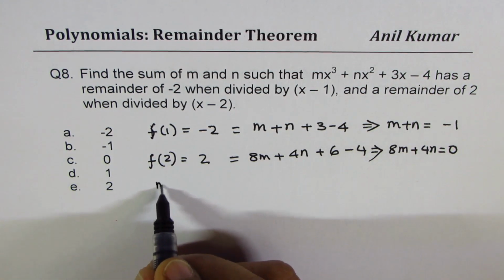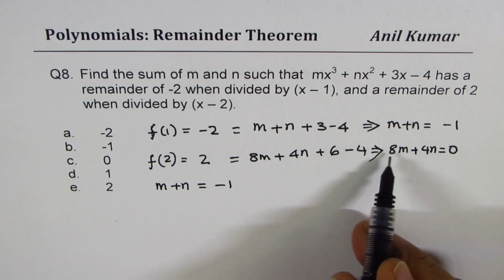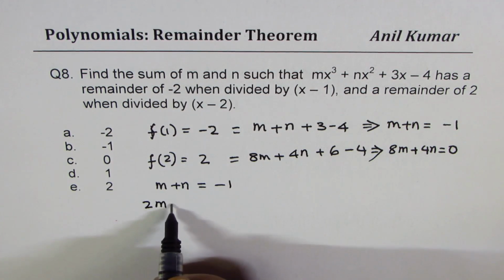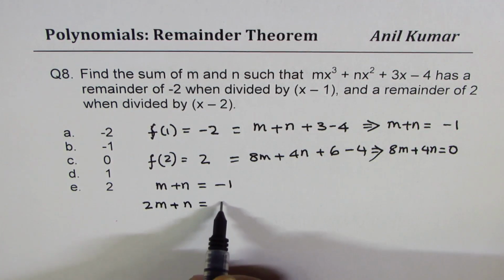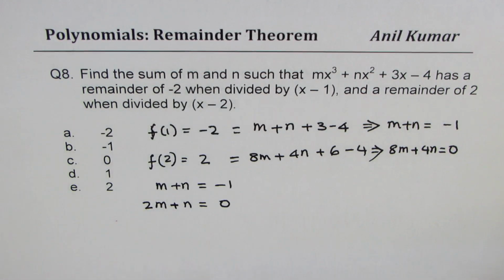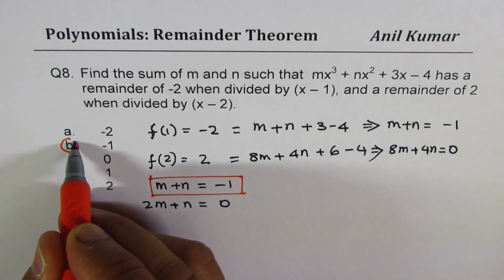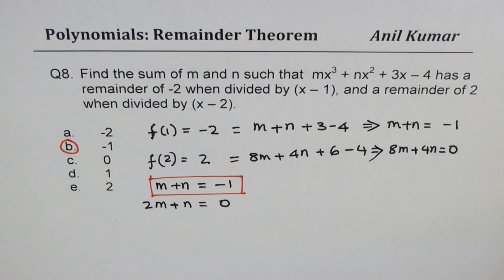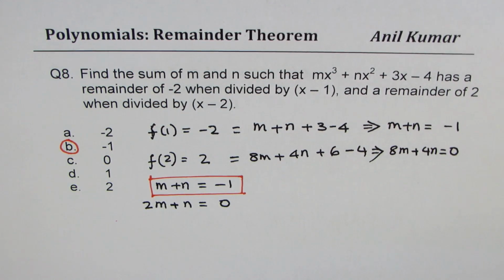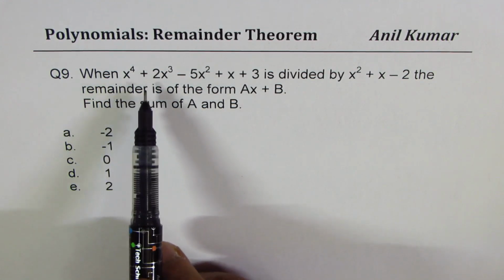We can rewrite these equations as m plus n equals minus 1, and dividing the other by 4, we get 2m plus n equals 0. We need to find the sum of m and n, right? So the sum of m and n is clearly minus 1. Do you see that? So option B is the right option. So you need not even solve for m and n for such questions. Is that clear, right?